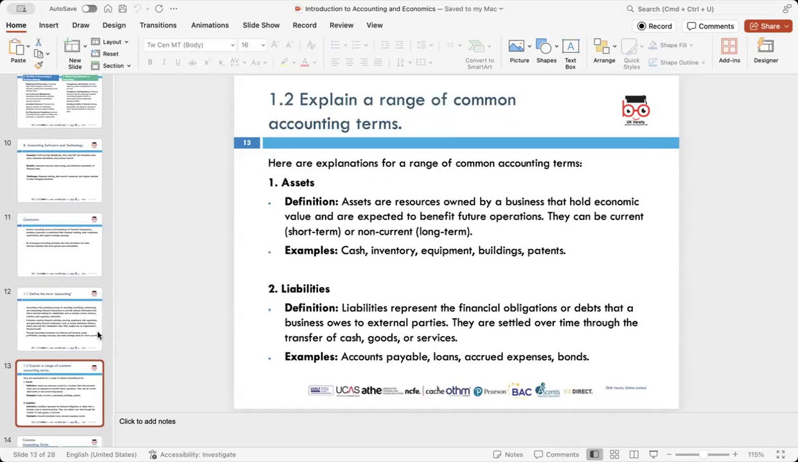Explain a range of common accounting terms. Assets, as we just discussed above, are resources owned by businesses that hold economic value and are expected to benefit future operations. They can be current, short term, or non-current, long term. Cash, inventory, equipment, buildings, and patents.